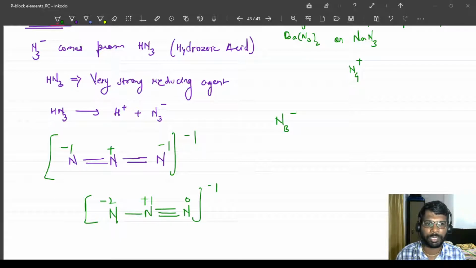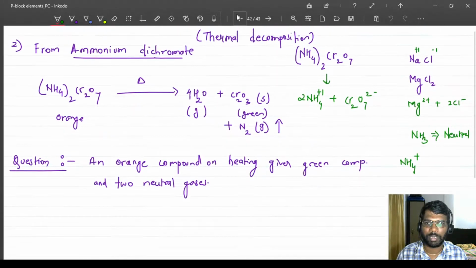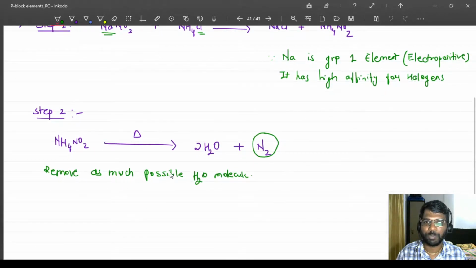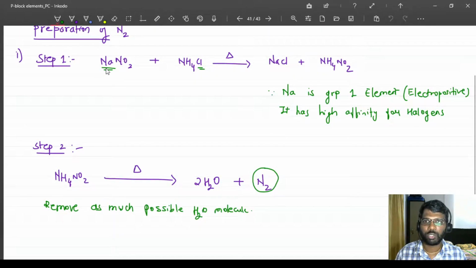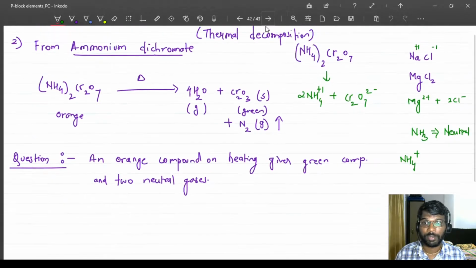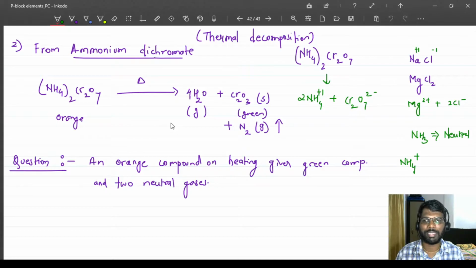How to remember the reactions: remembering should not be such that you keep on remembering but there is no support for it. We always need some support. What is support? In the previous example, I said remove as many H2O molecules as possible. This is the support. And here, sodium chloride has a higher affinity for the halides. This is a support statement. So this makes your learning and remembering of the reactions easy.